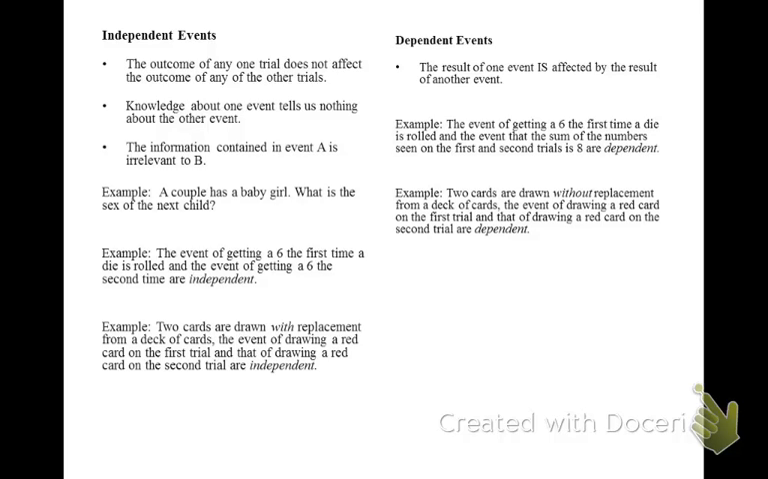For example, a couple has a baby girl. What's the sex of the next child? Well, knowing they had a baby girl is irrelevant to what the sex of the next child will be. It provided no additional information.